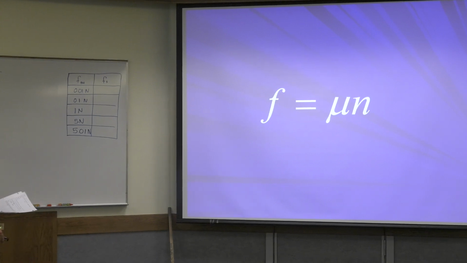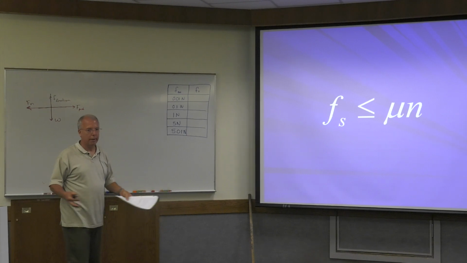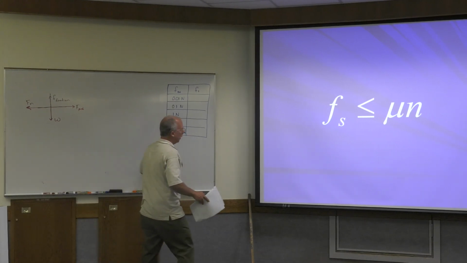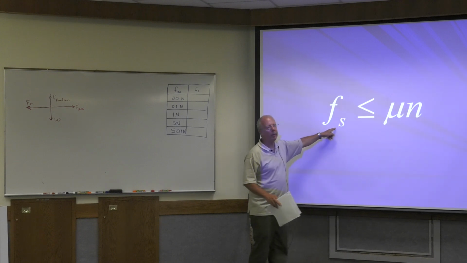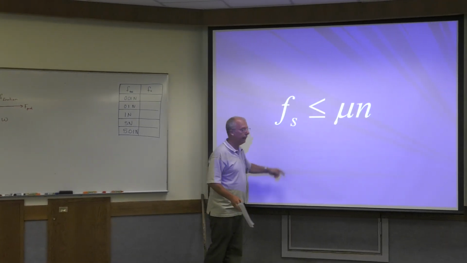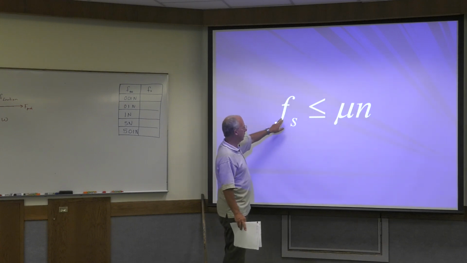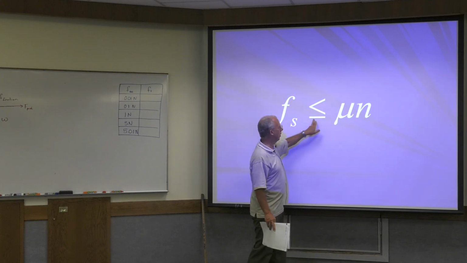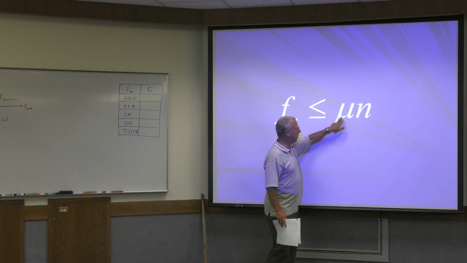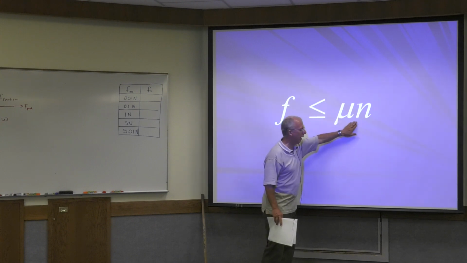Now, actually, we're going to talk about three kinds of frictional force. What we're demonstrating here is the static frictional force. Okay, what's static mean? Not moving. Okay? So what I'm going to demonstrate is that the static frictional force is less than or equal to mu times the normal force. Mu is called the coefficient of friction. It has to do with the properties of the surface.